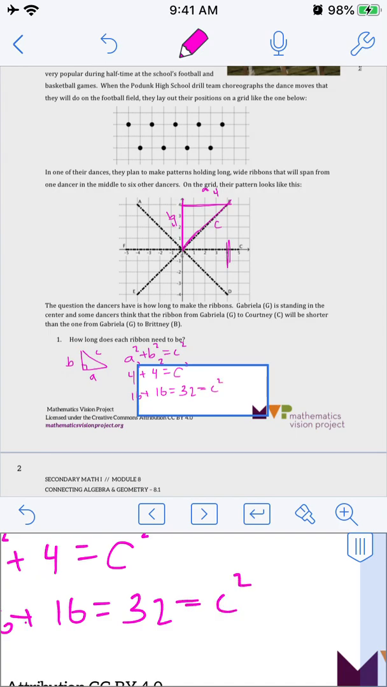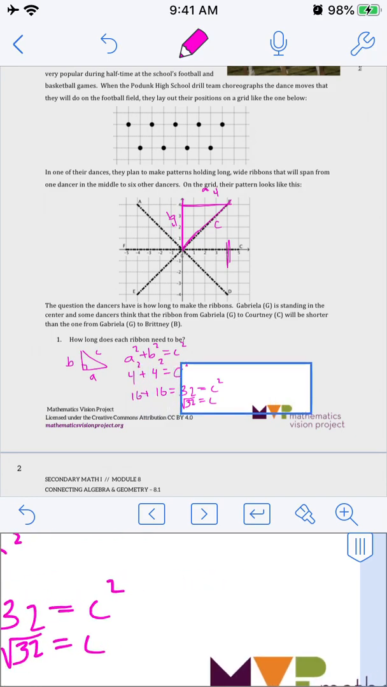And we have to be careful. That doesn't mean we have 32 length here, right? It means c squared is 32, so we have to square root both sides now, and we get the square root of 32. Now, since we are dealing in the real world, you don't see a lot of contractors saying, oh yeah, this board is square root of 32 meters long. You don't really see that a lot.